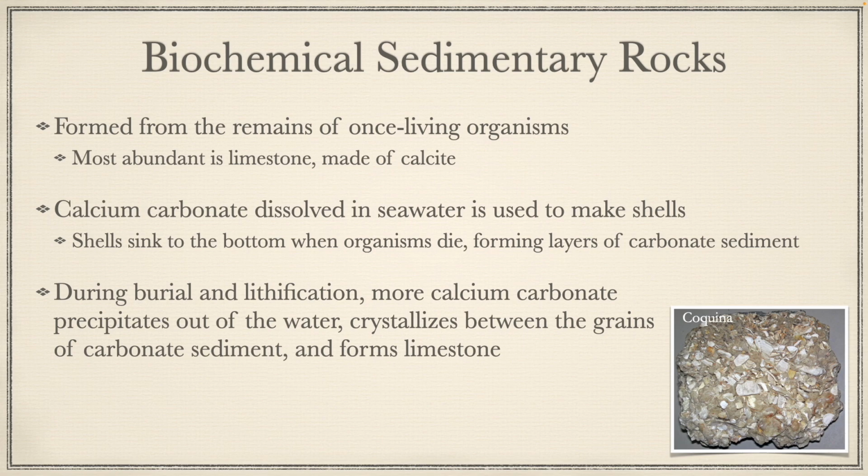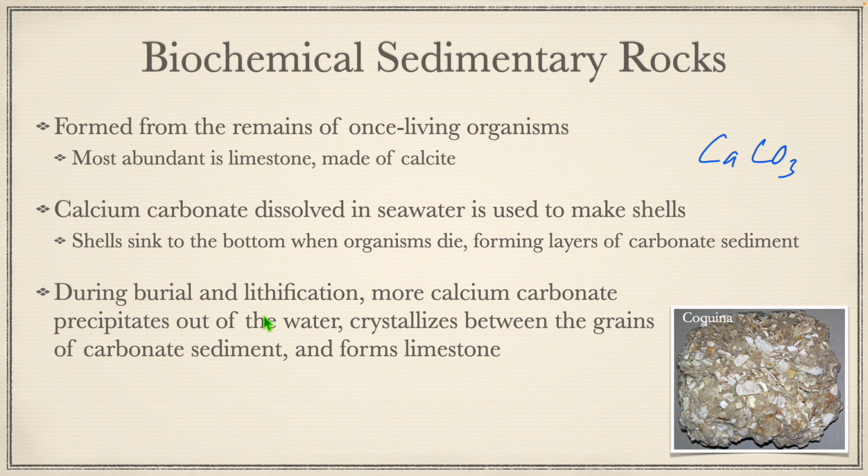Biochemical sedimentary rocks. These are formed from the remains of once living organisms. The most abundant is limestone, which is made of calcite, calcium carbonate. The calcium carbonate dissolved in seawater is used to make shells. So the calcium carbonate is taken out of the water by a lot of organisms and used to make their shells. And then these shells sink to the bottom when organisms die, forming layers of carbonate sediment. Sometimes that gets broken down more, sometimes that gets left as shells, like in this coquina here. Coquina is just a type of limestone that has a lot of shell parts left in it.